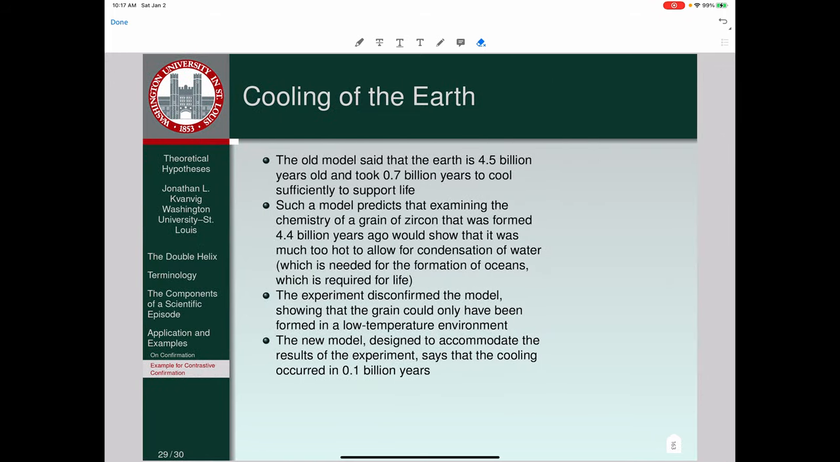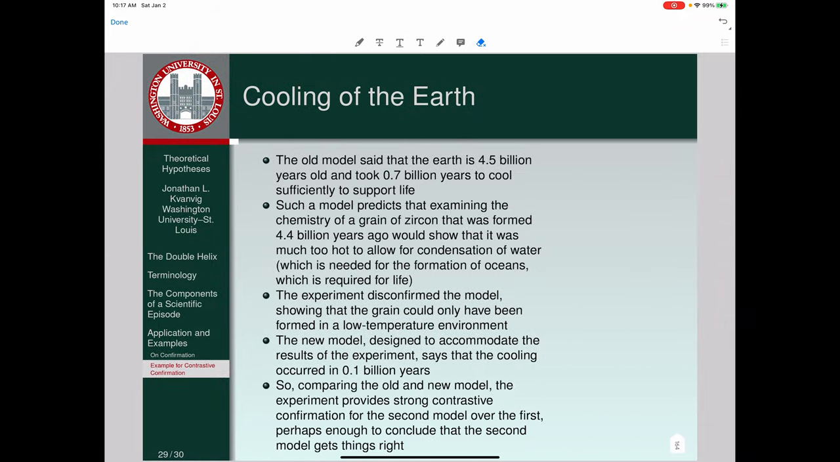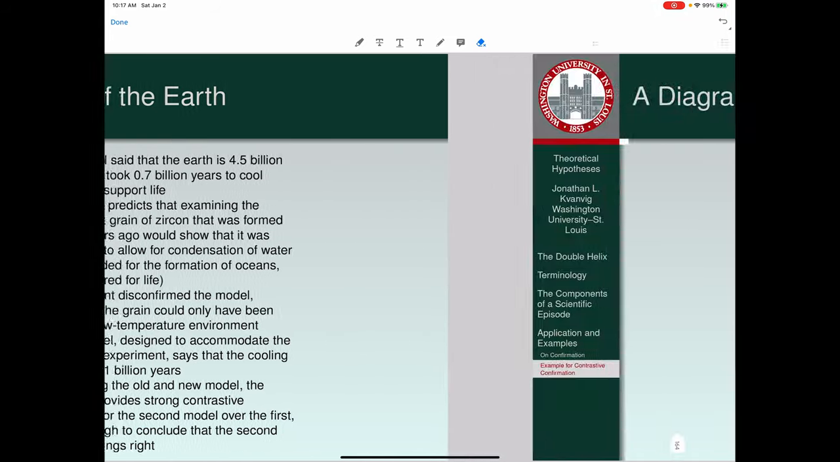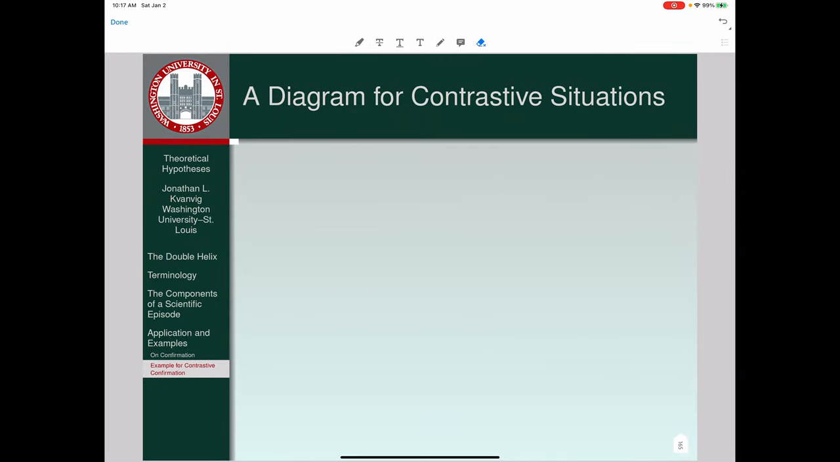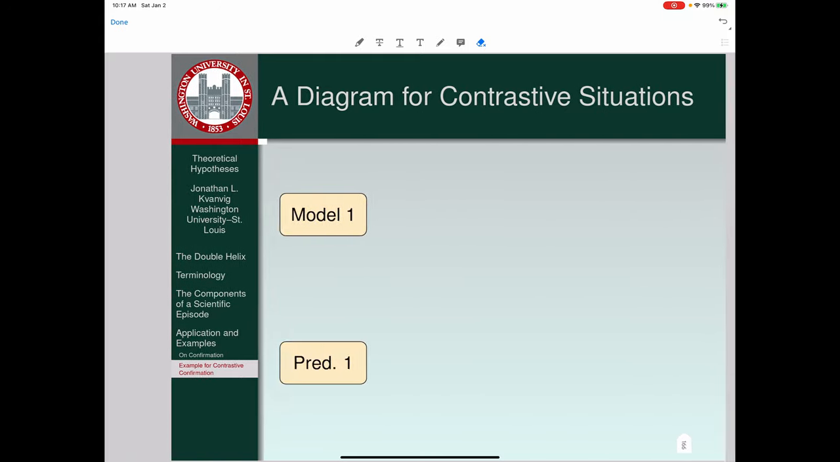So you change the model. The new model designed to accommodate the results of the experiment says that the cooling occurred in 0.1 billion years instead of 0.7. So comparing the old and new model, the experiment provides strong contrastive confirmation for the second model over the first, perhaps enough to conclude that the second model gets things right. That's speculative, though. The important thing to master is how to construct a diagram for such contrastive testings.